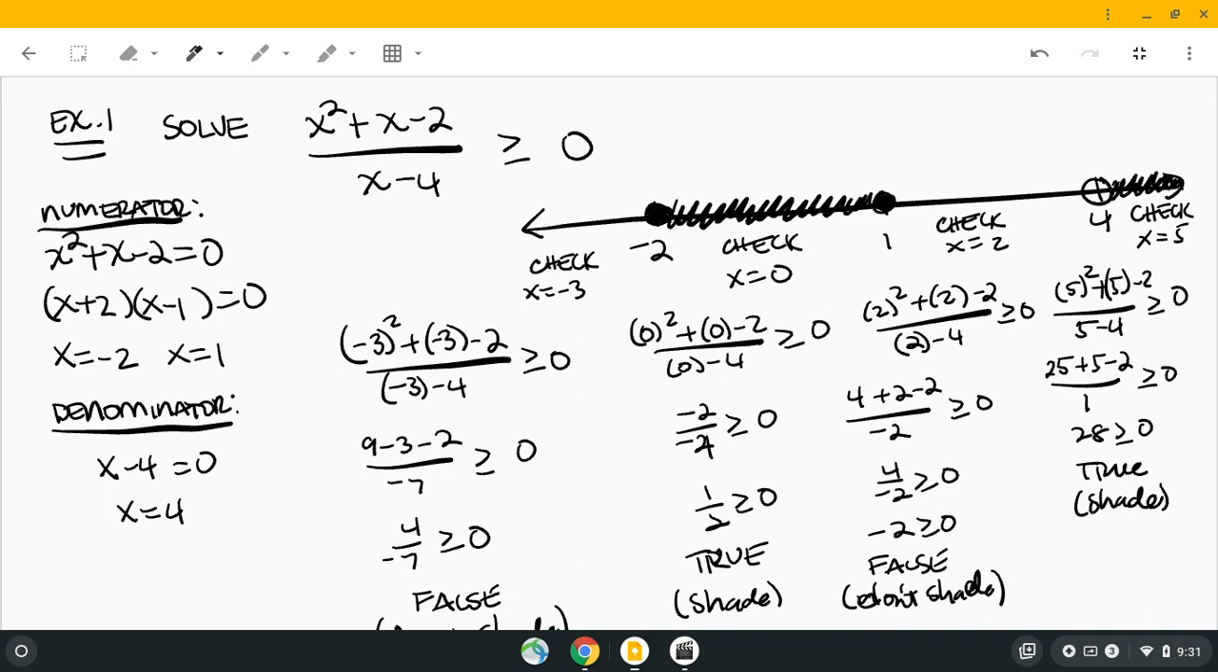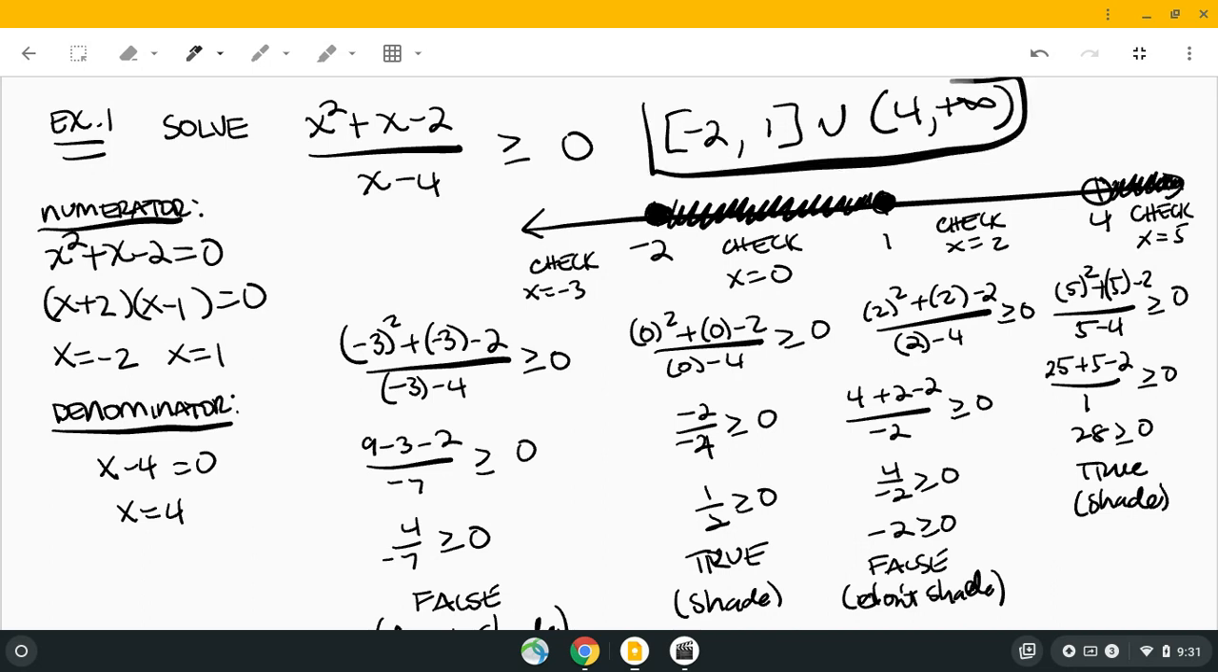So I have to have two intervals, one for this region, one for this region. Okay, this region, bracket, goes from -2 to 1, bracket. And this region over here starts at 4, parentheses, not bracket, to positive infinity. Okay? All right. Excellent. So that's how you do inequalities.